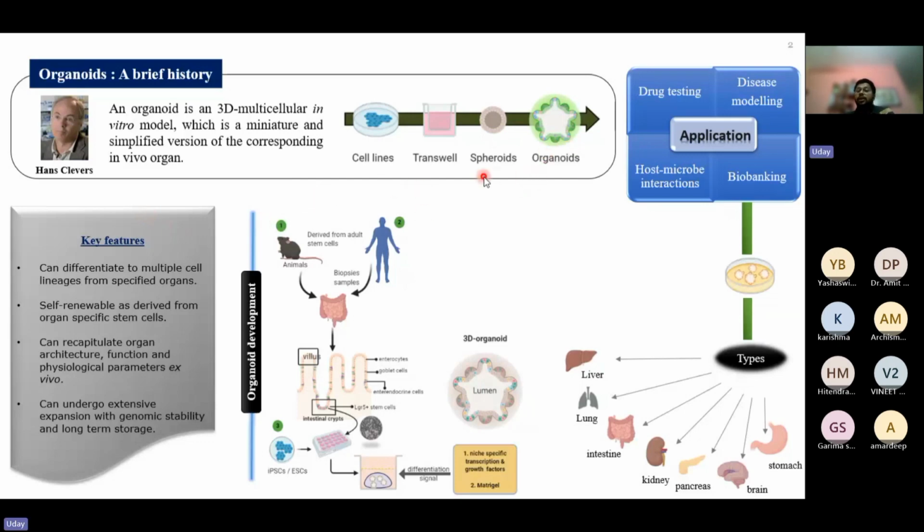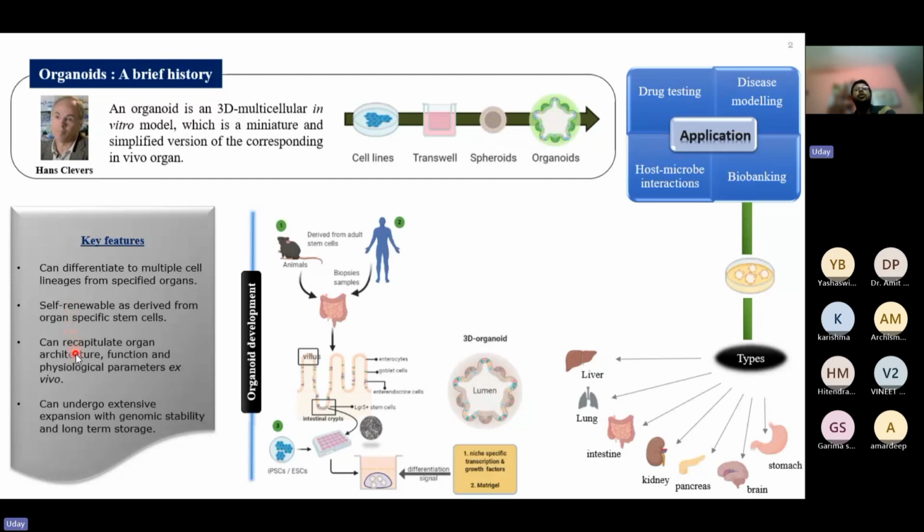And what are the major advantages of the organoid? Nowadays, organoids are used for drug testing, modeling different kinds of diseases, intestinal diseases, host-microbiome interaction, which I am interested in, and also biobanking. You can see that during the COVID time, various people used this organoid model for biobanking and different kinds of drug testing. And what are the major features of the organoid? It can differentiate into multiple lineages of cells. So from a stem cell, it can differentiate into any kind of cell. It is self-renewable, so you don't need to do cell culture again and again.